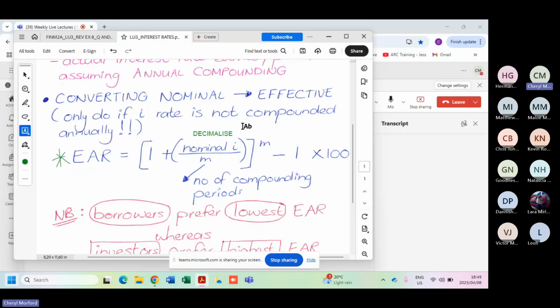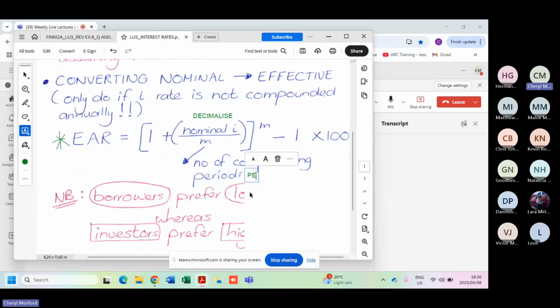Okay. Then what is this M? Right, I've got the M down the bottom here. M is the number of compounding periods per year. I should actually rather type that in there: number of compounding periods per year. Let's work some of those out.